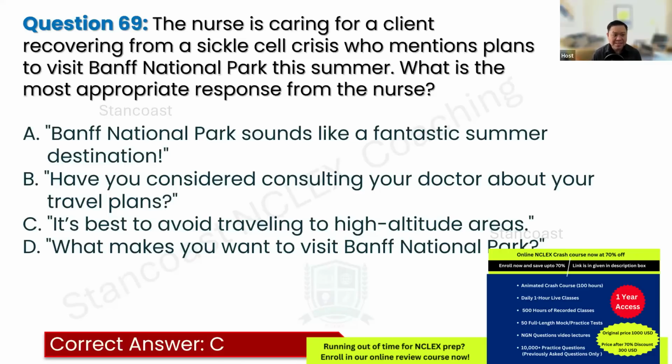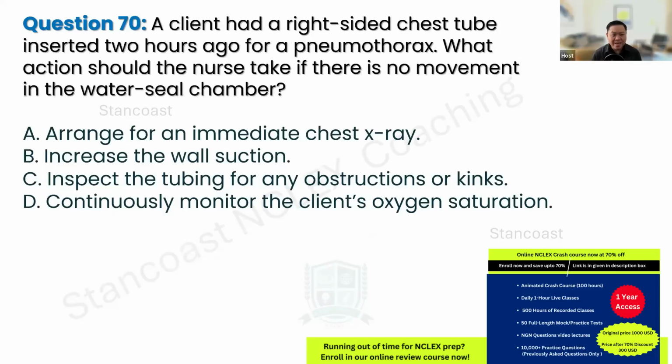Let's have number 70. A client had a right-sided chest tube inserted 2 hours ago for a pneumothorax. What action should the nurse take if there is no movement in the water seal chamber? A. Arrange for an immediate chest x-ray. B. Increase the wall suction. C.